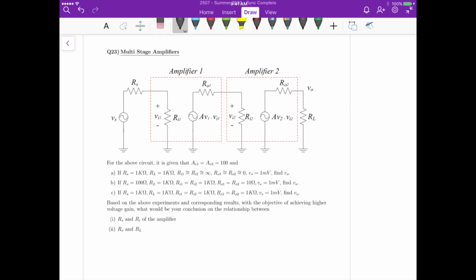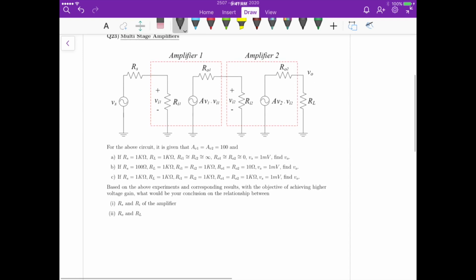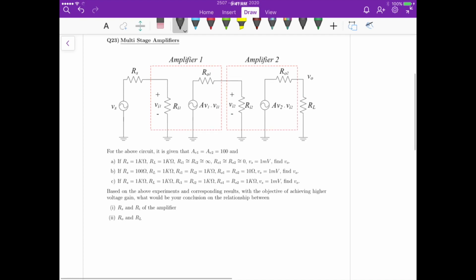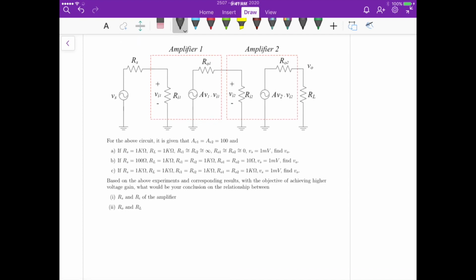So let's analyze the circuit, which is similar to the analysis we have done on the previous problems. It's just that now we have one more stage before we get to the output. Let's start with VI1, this voltage right here. VI1 is just the voltage divider between RS and RI1, so it's VS times RI1 divided by RI1 plus RS.